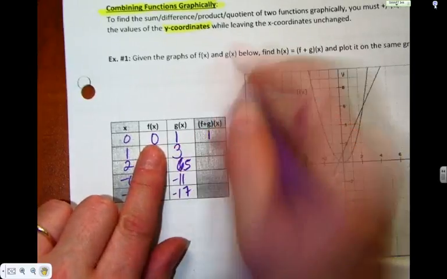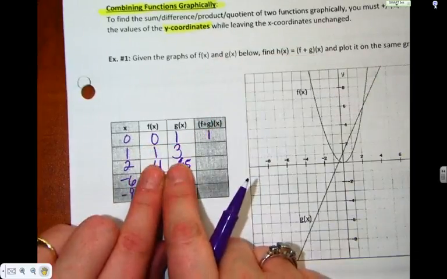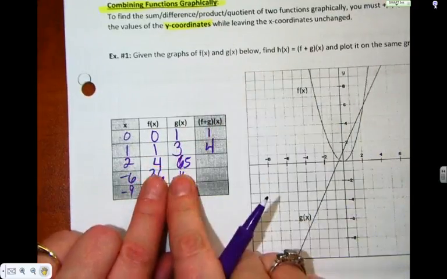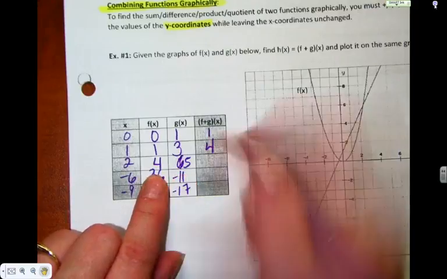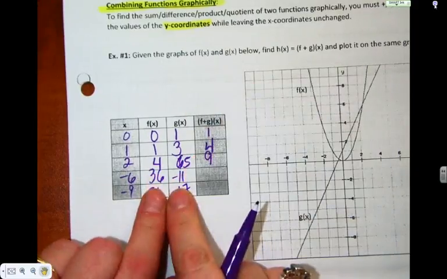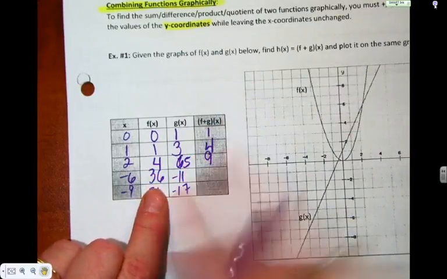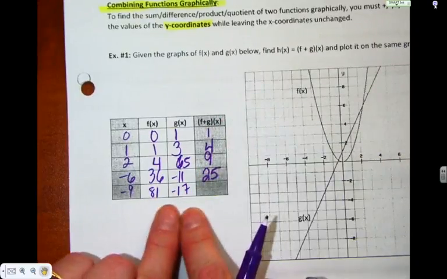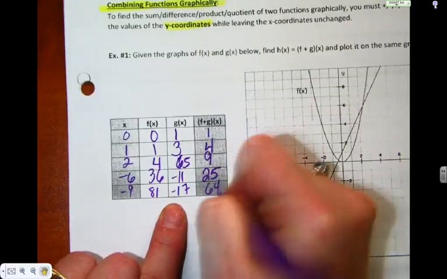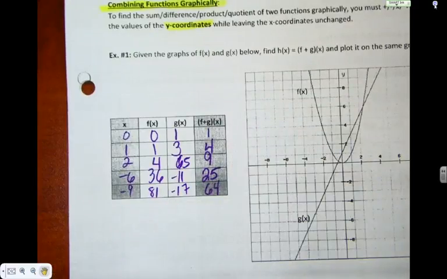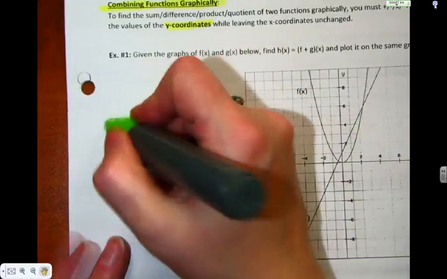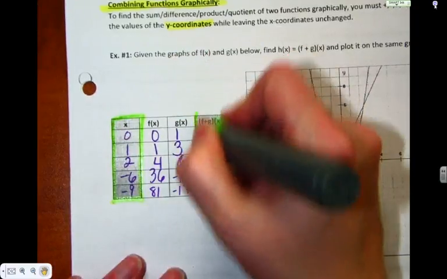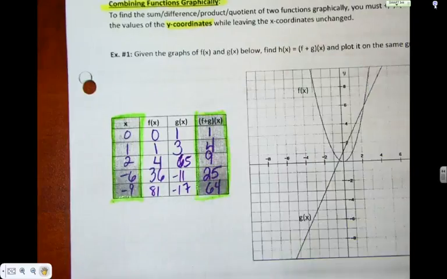1. What's 1 plus 3? 4 plus 5. 36 plus minus 11. And 81 minus 17. What we're graphing are the original x-coordinates, because they don't change when we combine functions. And we are going to graph the addition. So those are the new coordinates we're going to graph.